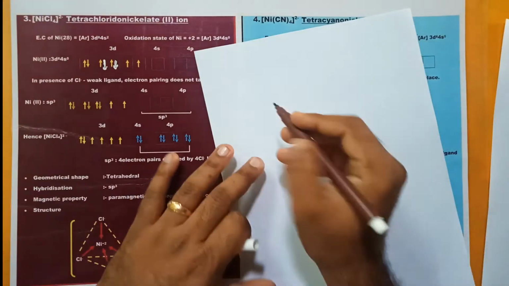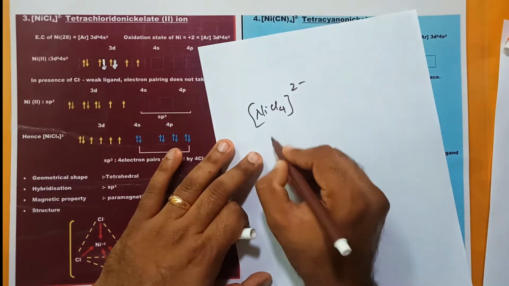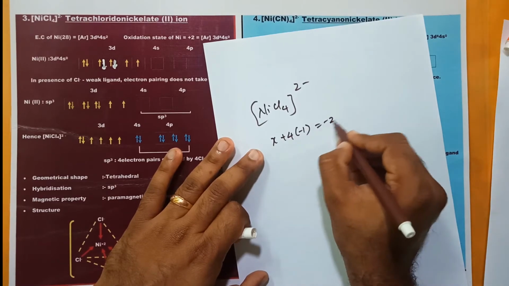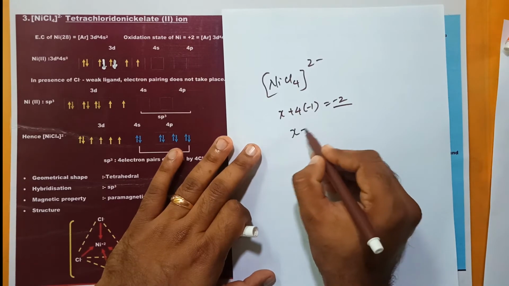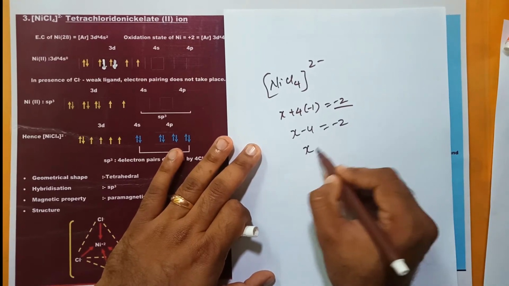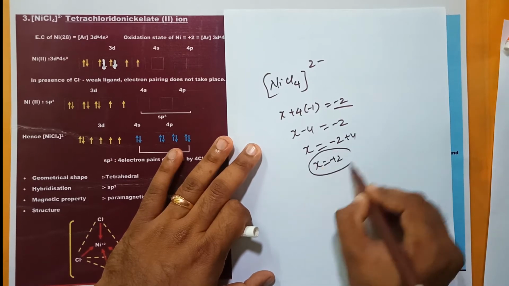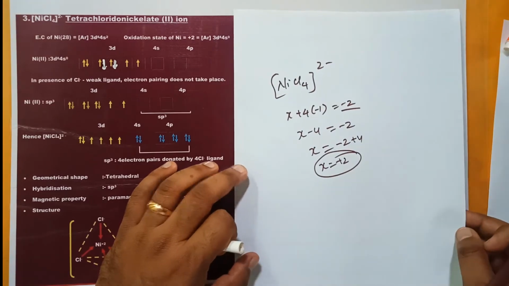Look here friends, NiCl4 2 minus. Look here friends, x plus 4 into -1 equals -2. This -2 charge is above the coordination sphere. So x minus 4 equals -2. x is equal to -2 plus 4. x is equal to +2. This +2 is the oxidation state of the central metal atom, that is nickel.